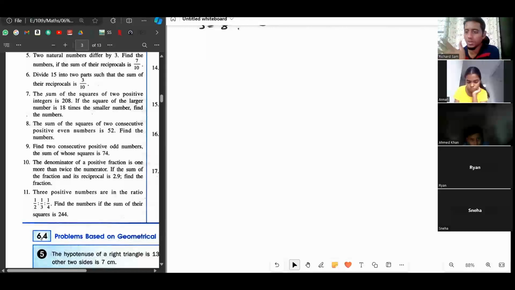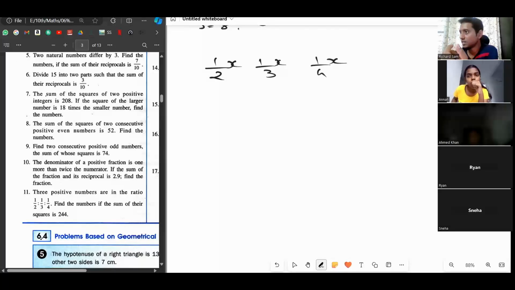Okay. There are 2 ways to solve this. One is where we use these ratios as it is. That is 1 upon 2, 1 upon 3, and 1 upon 4. These are your three numbers in these ratios. So what do we take when we don't know the numbers, but we know the ratios? What we do is we take it in terms of x. Right? Whenever ratios are given and we don't know the numbers, we just put x in place of those ratios. Now what they're saying? Find the numbers if the sum of their squares is 244.